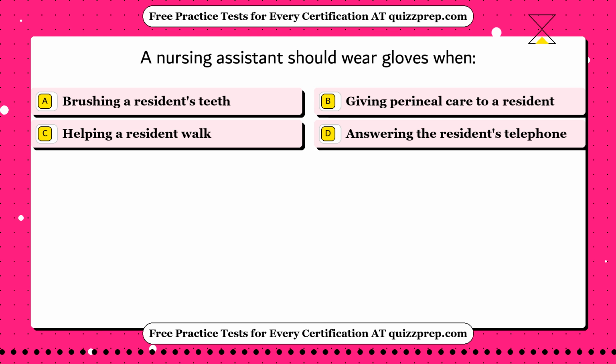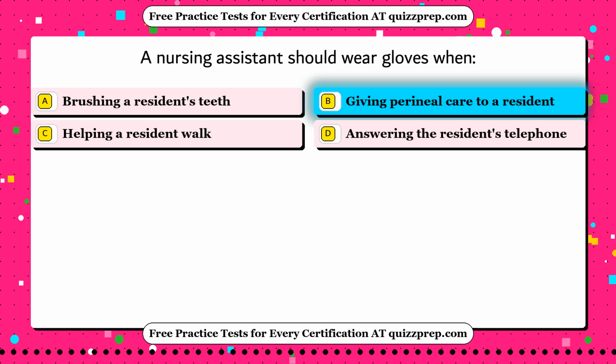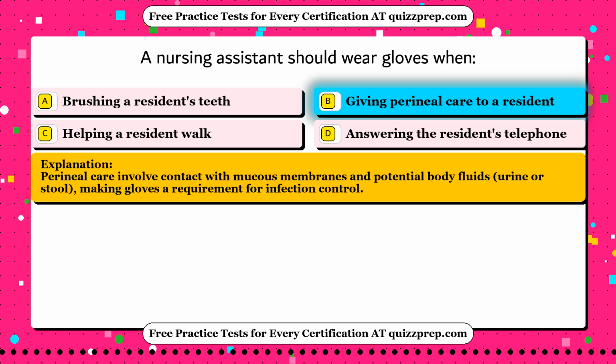Option B, giving perineal care to a resident. Option C, helping a resident walk. Option D, answering the resident's telephone. The correct answer is option B, giving perineal care to a resident. Perineal care involves contact with mucous membranes and potential body fluids, urine or stool, making gloves a requirement for infection control.